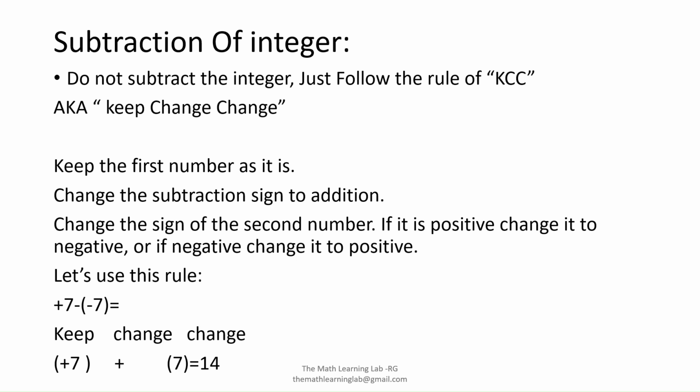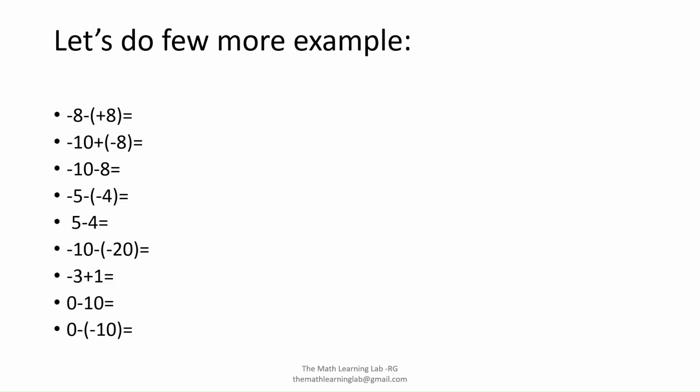For example, positive 7 minus negative 7. I said keep, so keep the first number as it is, change the subtraction to addition, as well as change the sign of the second integer, which is negative 7, to positive 7. So 7 plus 7 is 14. Now I want you to try a few more examples. Pause the video for a few minutes and work on those examples on your own. I will do another separate video for these problem sets and their solutions.